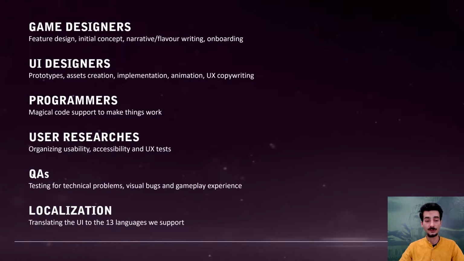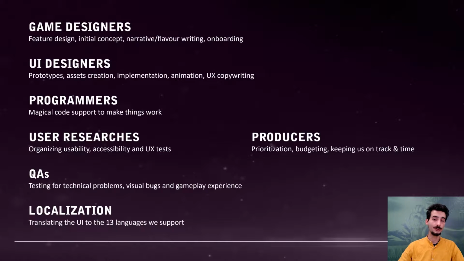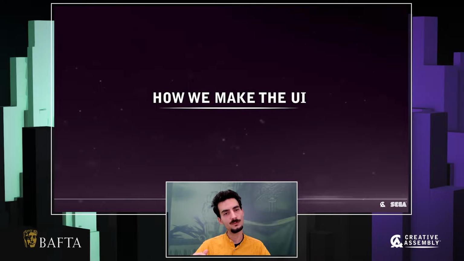Total War games are translated to 13 languages, which is a huge amount of text that needs to be localized, and they're the ones that handle all of this. And final but not least, we have the producers. They are the ones that ensure that we are on track and on time, and we're going to deliver the UI in budget and in scope. They also help us with prioritization when needed. Now that we've taken a look very briefly at the different roles and their responsibilities, let's go into how we make the UI. I often like to describe it as magic.